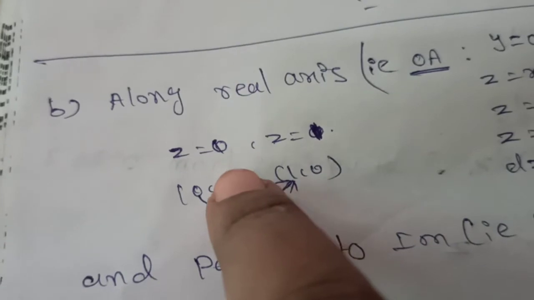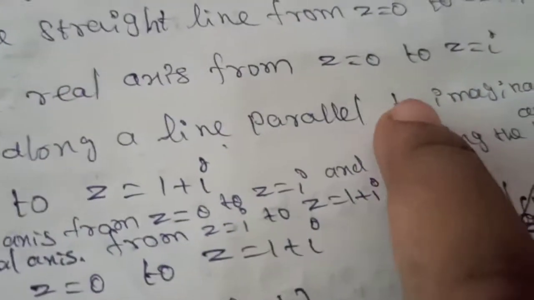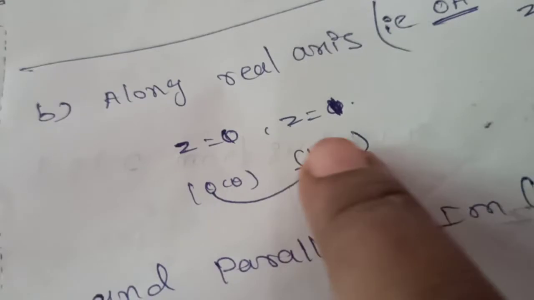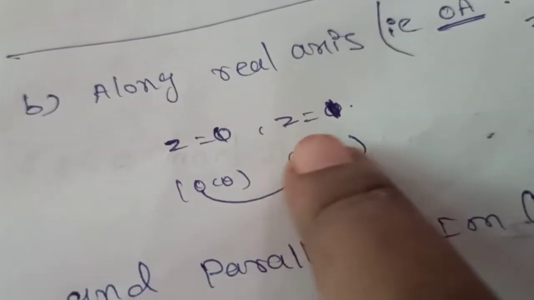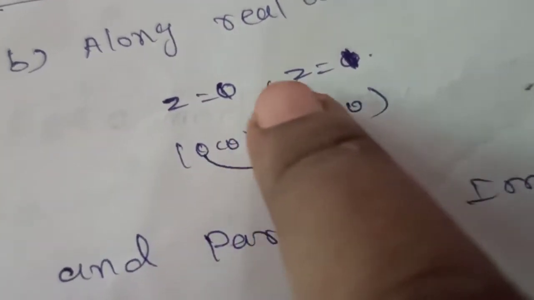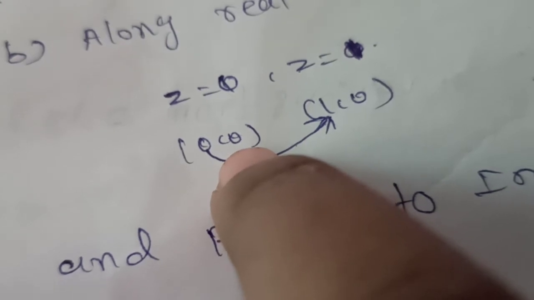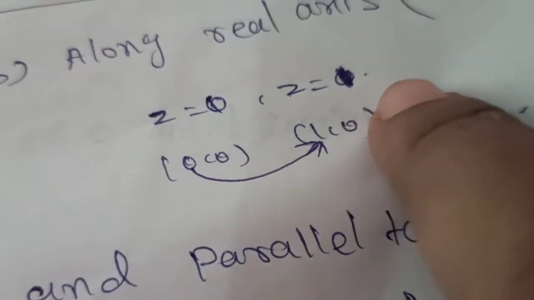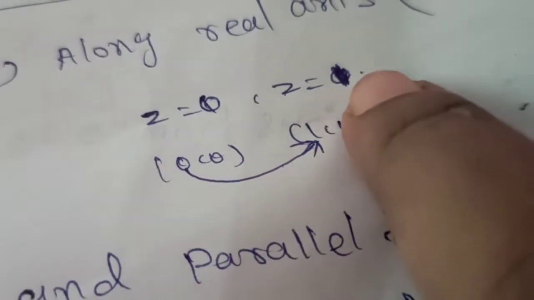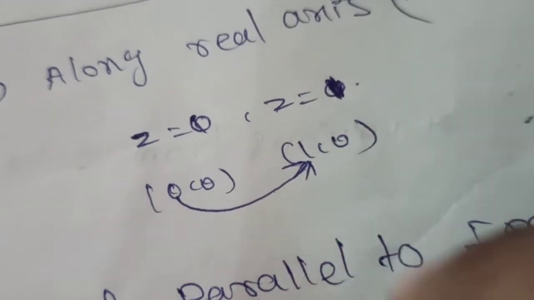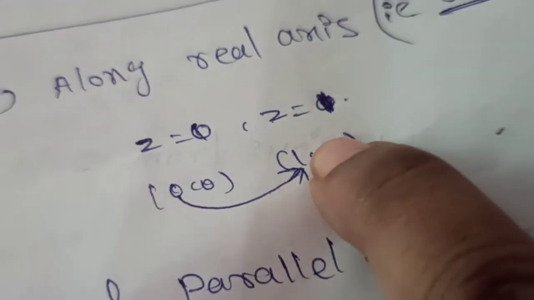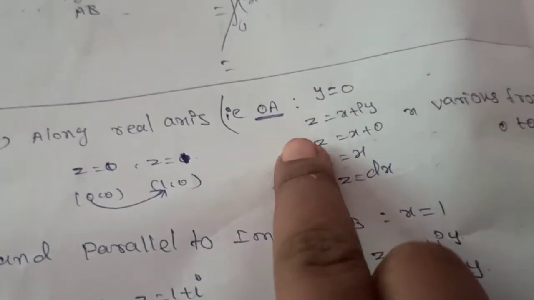Therefore, along the real axis, z goes from z equal to 0 to z equal to 1. You can take the real and imaginary parts: consider (0, 0) and (1, 0), where the real value is 1 and the imaginary value is 0. But x varies from 0 to 1, so we take the real axis along OA.